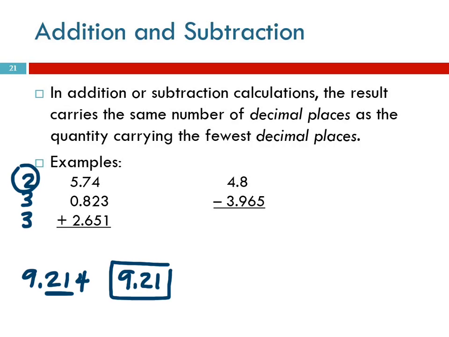So that's one method. Another way is to look at these numbers and underline the uncertain digit. That's the last digit. So in 5.74, the uncertain digit is a 4. 0.823, the uncertain digit is a 3. 2.651, the 1 is uncertain. Okay? In our result, we want all of the certain digits and 1 uncertain digit.